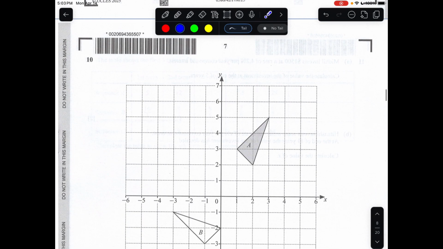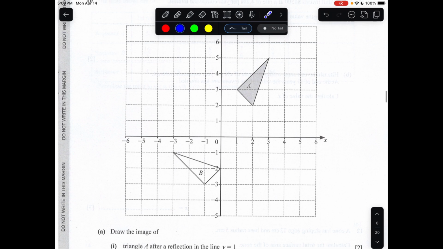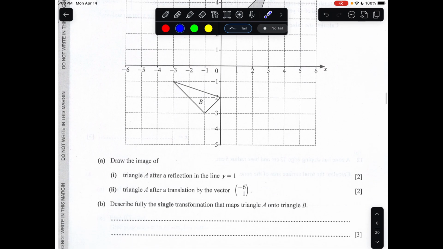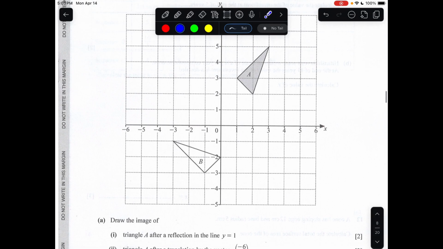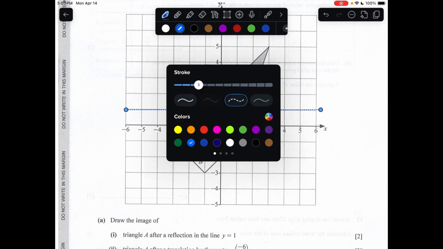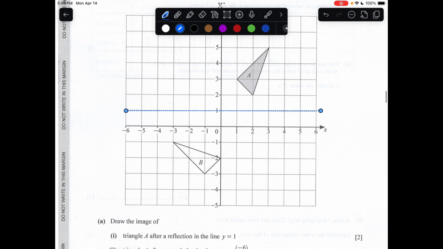Let's move on to question 10. Question 10 is about transformation of graphs. Draw an image of triangle A after reflection in the line y equals 1. So you must identify where the line y equals 1 is. If you draw that line, you may get some method marks. This has to be a dotted line, so make sure that you draw a dotted line. So this is the line y equals 1.